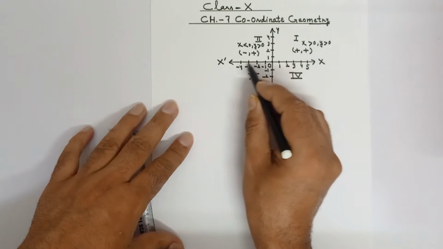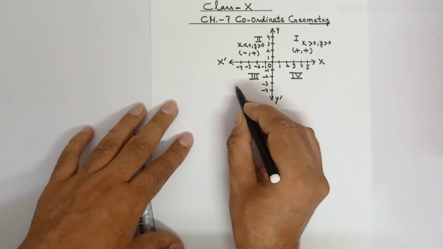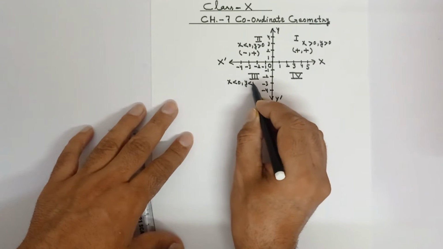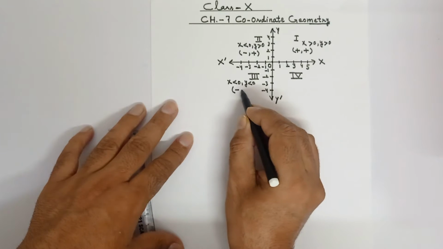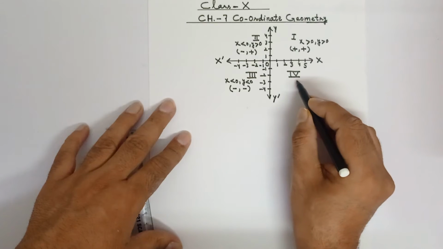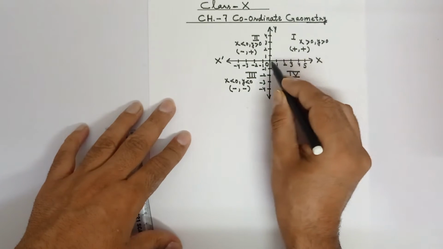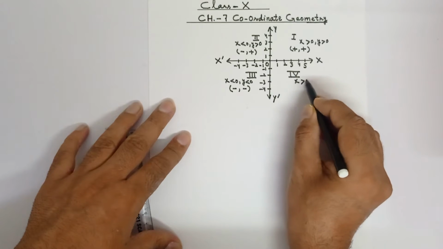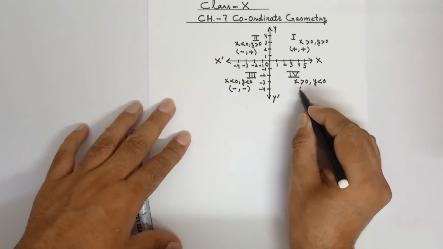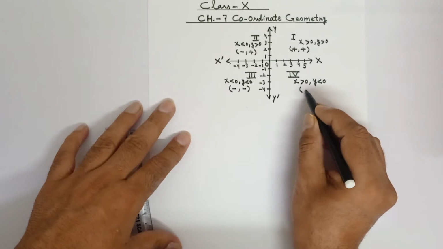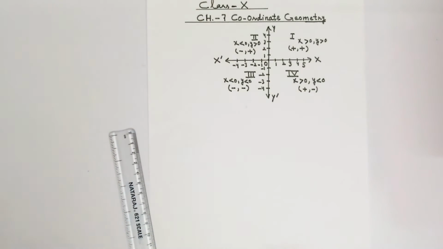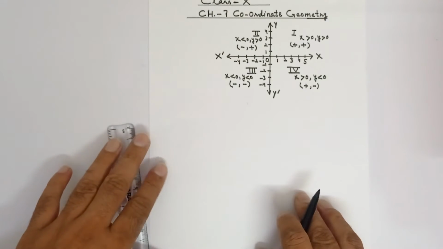So any point which will lie in the second quadrant will carry the sign minus and plus. In the third quadrant, the values of x are negative and the values of y are also negative. So it is x less than 0 and y less than 0, and the sign of the coordinate will be minus minus. In the fourth quadrant, x will be greater than 0 because positive values are there, and y values are negative, so y will be less than 0. So any point which will lie in the fourth quadrant will have plus sign and minus sign.